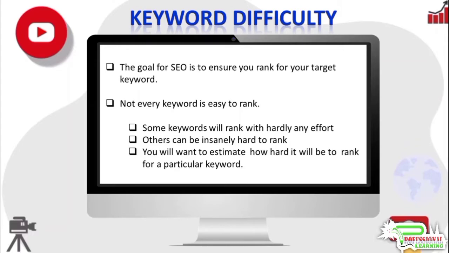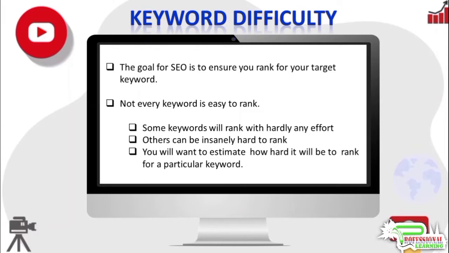The goal of search engine optimization is to ensure your target keywords show up at the top of the SERPs. But not every keyword is easy to rank. Some keywords will rank without any effort whatsoever on your part, and some keywords can be so insanely hard to rank that you would not want to target them.